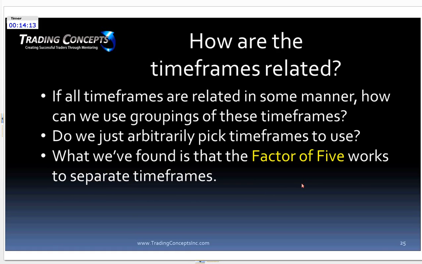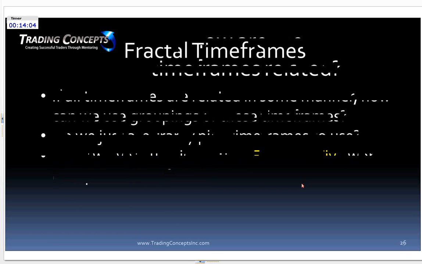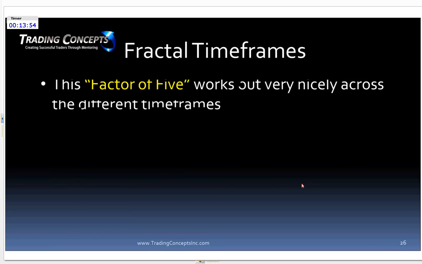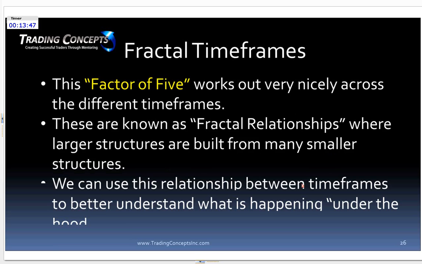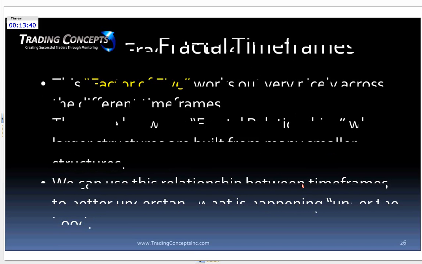Well, what I found, without going into the theory or anything like that tonight, we'll just throw it out there. We've got what's called a factor of 5. We found that the factor of 5 works very nicely to separate time frames. And you've probably already been using this to some degree without even understanding it, which is fine. This factor of 5 works out very nicely. These are known as fractal relationships, where the larger structures are built from many smaller ones. So we can use this relationship between time frames to better understand what's happening under the hood.